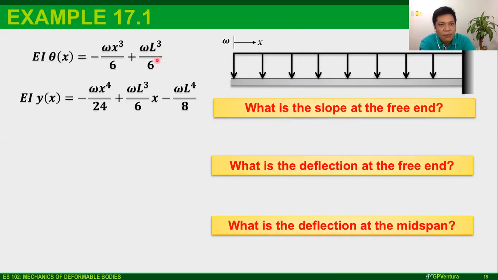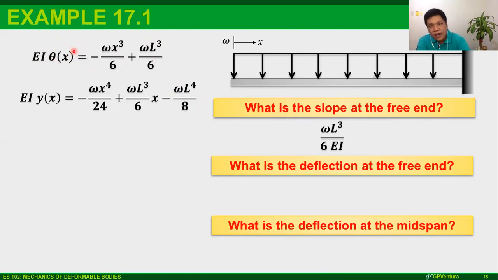Since I now have C1 and C2, I can solve the slope at the free end. If I want to find the slope at the free end, I can use this equation. That is x equal to 0, correct? That is where my origin is. So I just substitute x equals 0 here and solve the problem. I now have omega L cubed all over 6. Don't forget to divide by EI because I'm only interested in theta. So omega L cubed over 6 EI. You get a positive answer, meaning that it is counterclockwise.